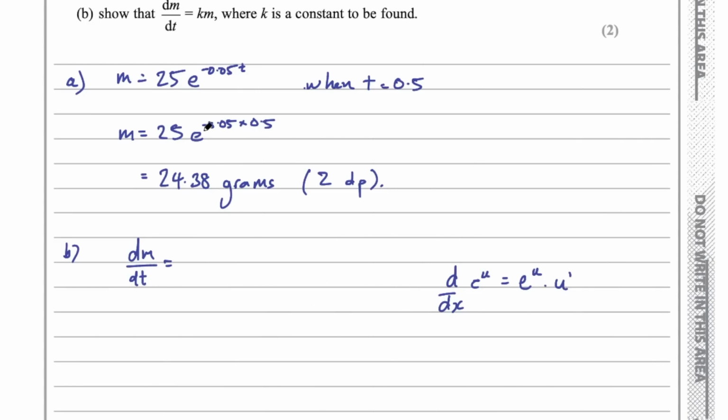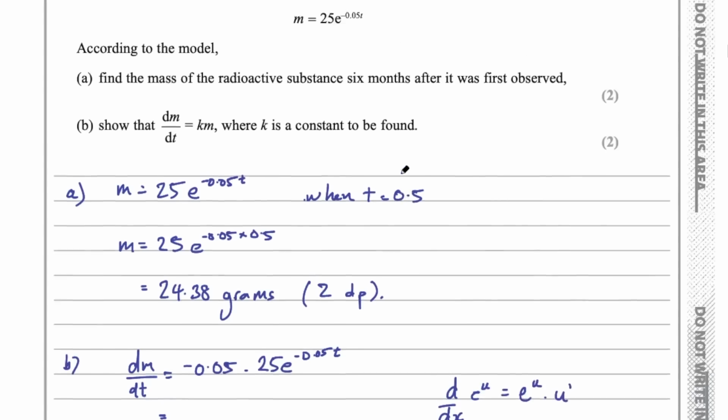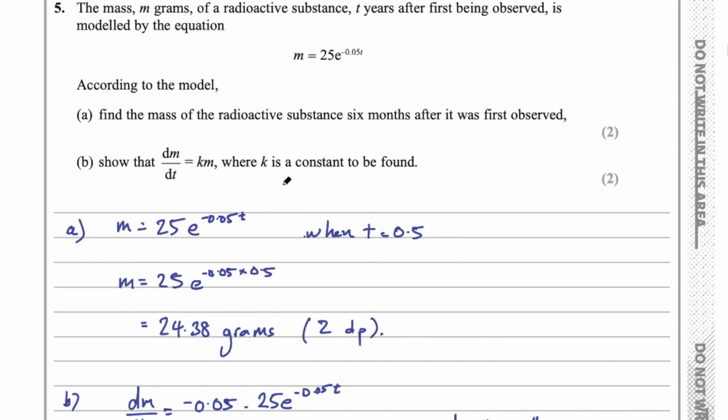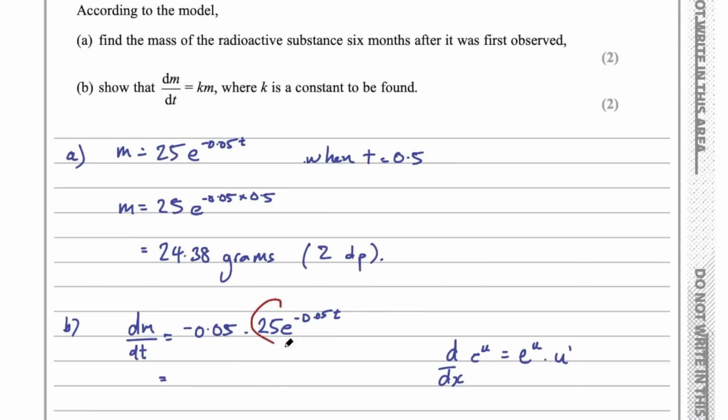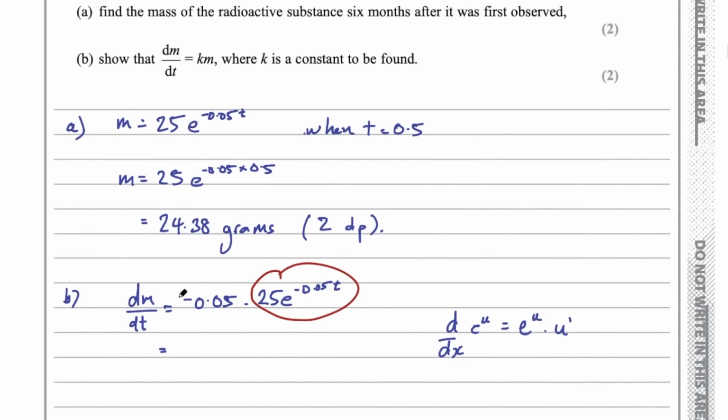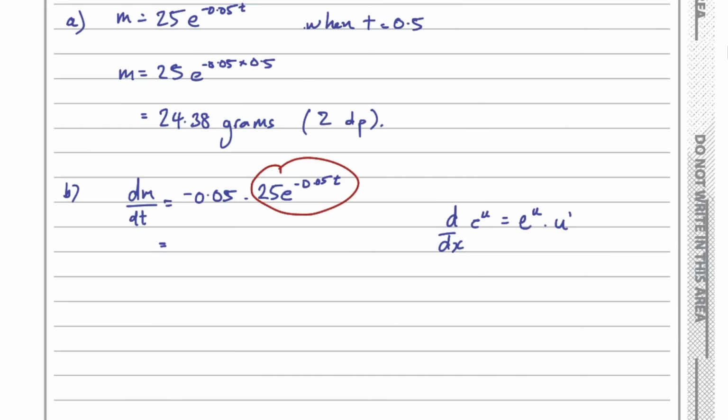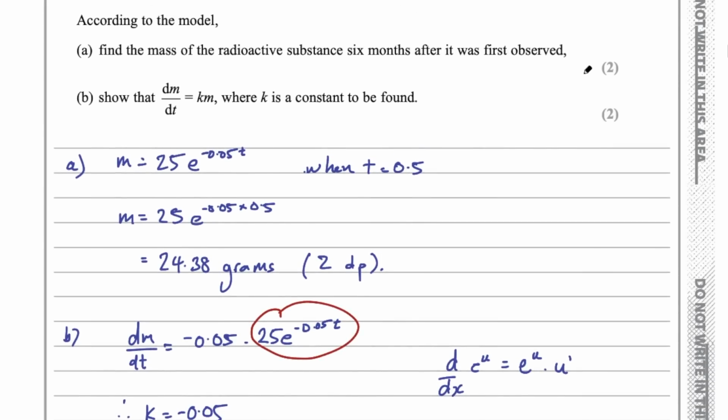So this is going to be the derivative of the power of e, so that's just minus 0.05, which is brought down, and then we multiply that by 25e to the minus 0.05t. Again, that part of the expression is not affected due to the exponential rule. And so the question is asking dm over dt equals km. Well, here we have m equal to 25e to the minus 0.05t, and therefore k, that constant in front of m, is minus 0.05. So we can say, therefore, k equals minus 0.05 for 2 marks. So part A, 2 marks, part B, 2 marks.